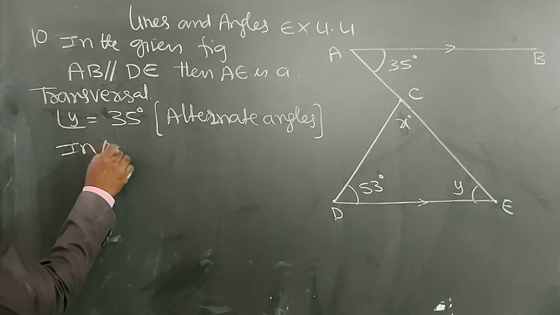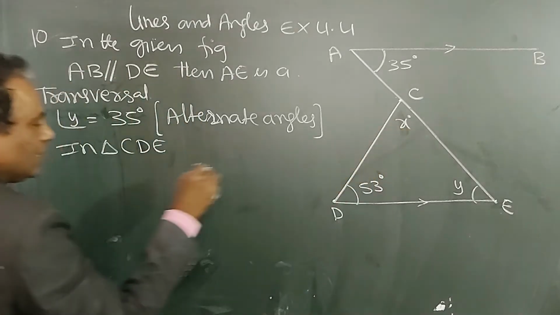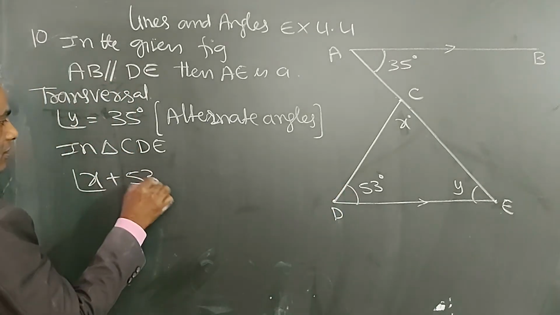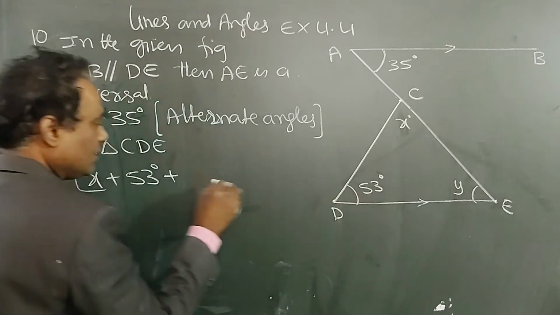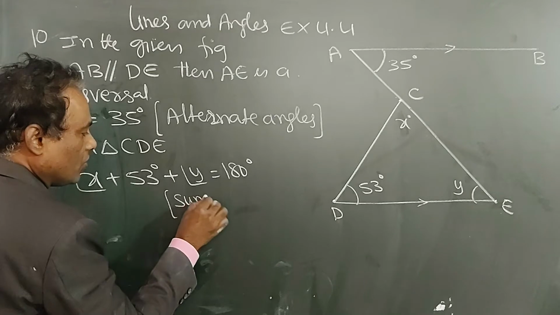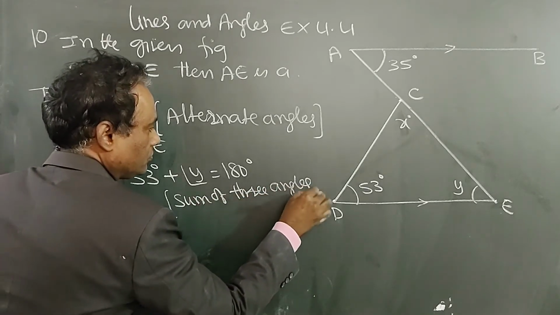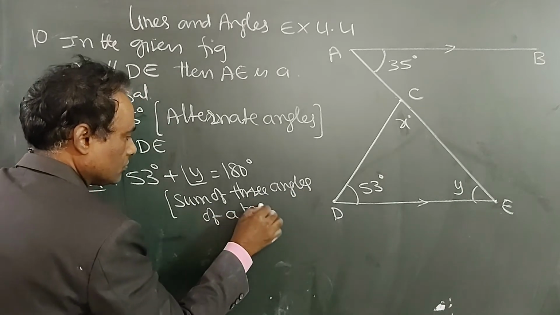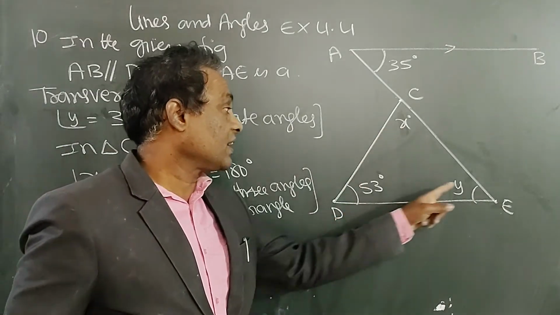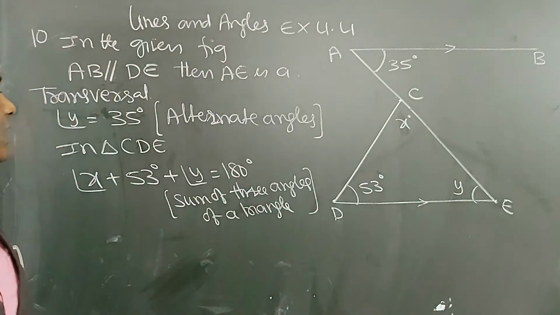In triangle CDE, this angle plus this angle plus this angle is equal to 180 degrees. The reason is sum of 3 angles of a triangle. This angle plus this angle plus this angle is equal to 180 degrees. X plus 53 plus Y is equal to 180 degrees.